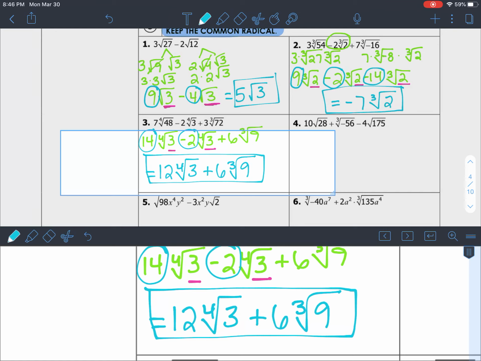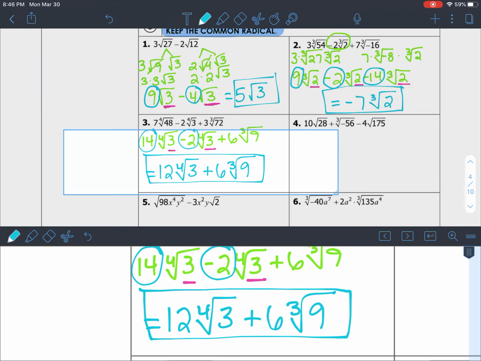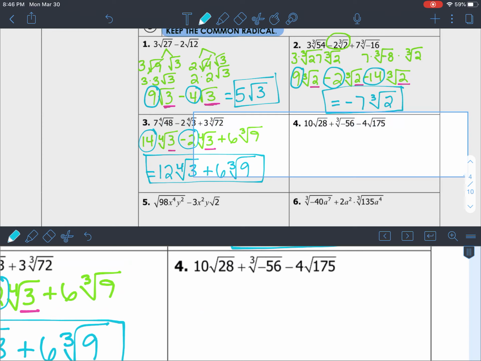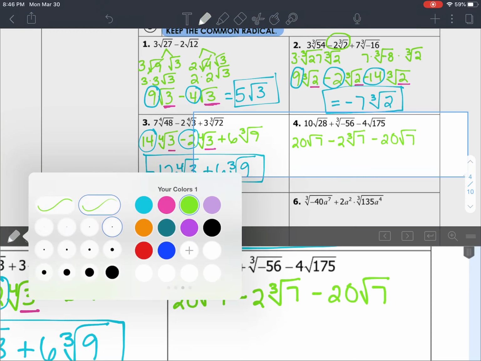I'm going to do 3 more with you guys, and then you'll have 4 on your own. So if I continue over here, 10 times the square root of 28 can be simplified to be 20 radical 7. And then this cubic root of negative 56 can be simplified to negative 2 times the cubic root of 7. And negative 4 times the square root of 175 can be simplified to negative 20 times the square root of 7.